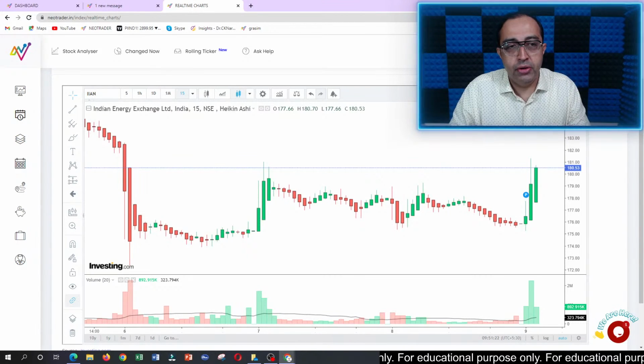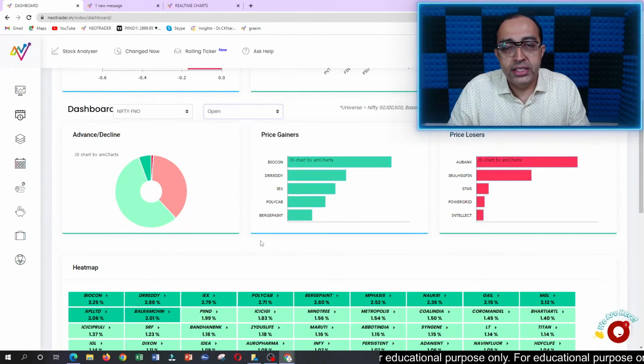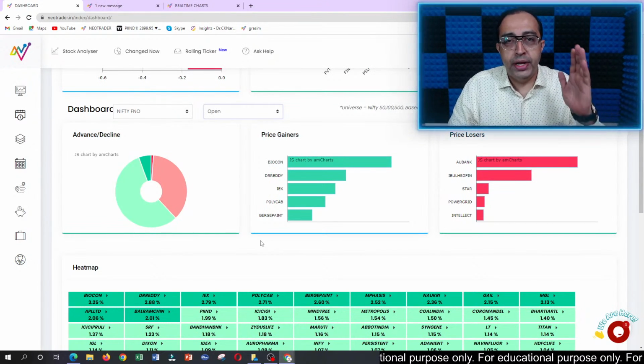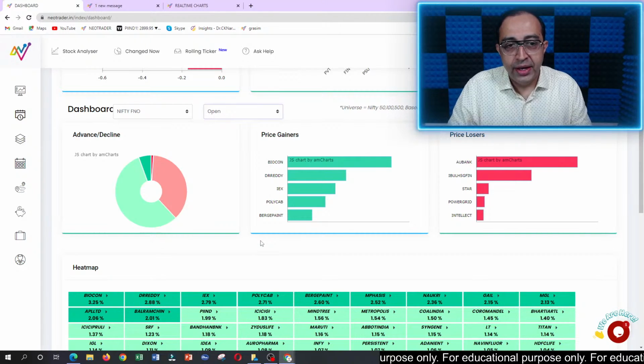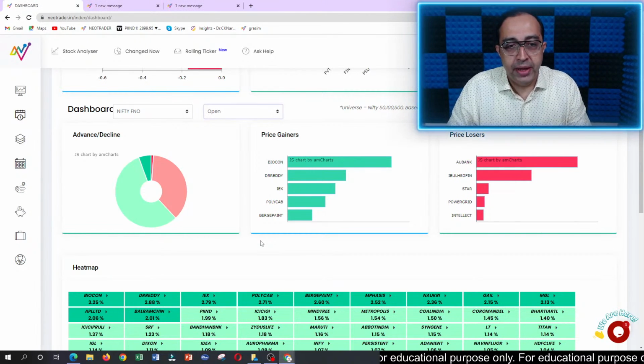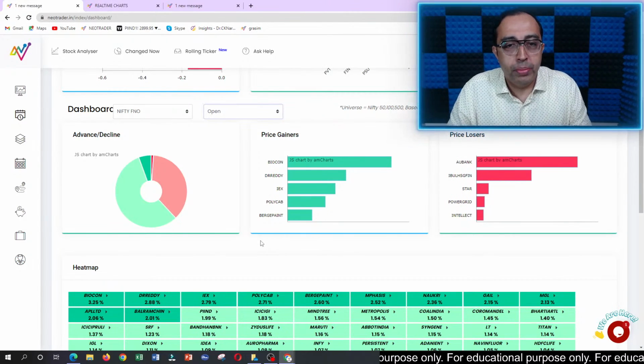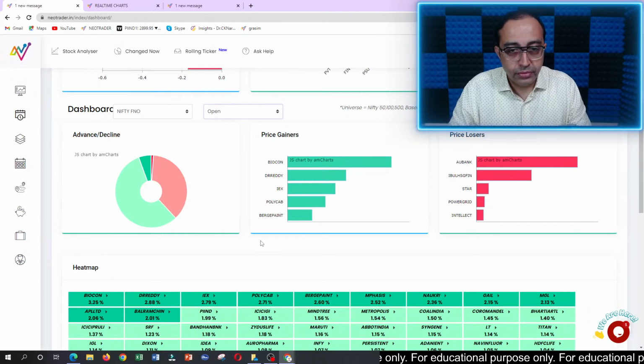How did I find this out? I went to the dashboard, and once I went to the dashboard, I took a look at what's happening. You can see here that markets were expected to be bearish based on the overseas cues, but after that we saw a reversal, right? We saw it on the Heikin-Ashi charts also. So the overall perspective continues to be yes.